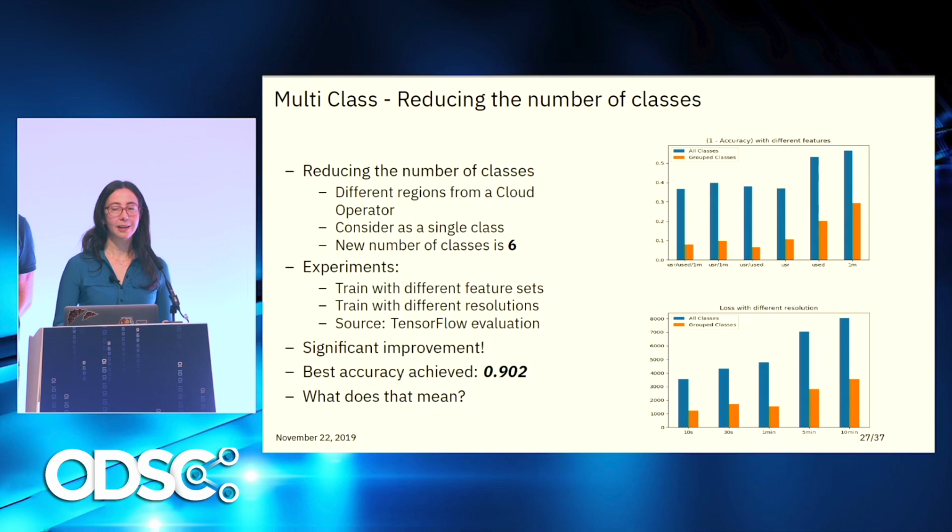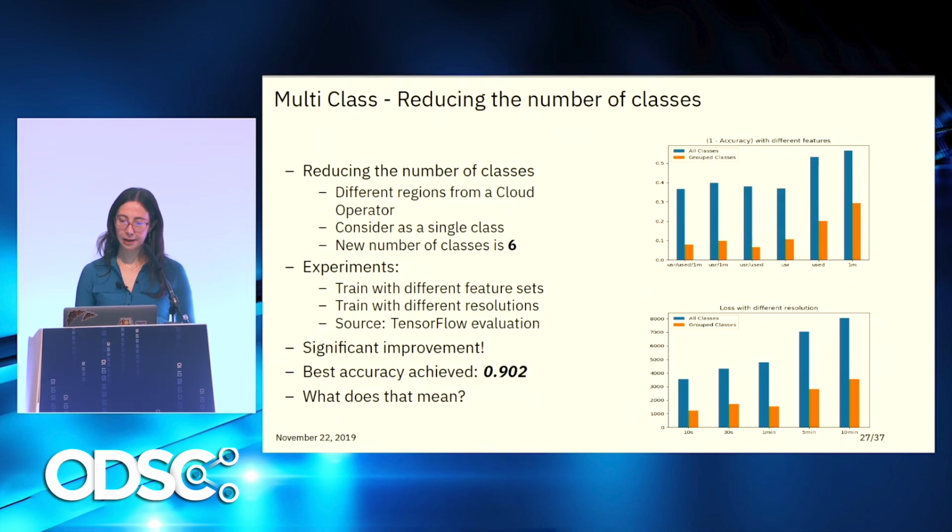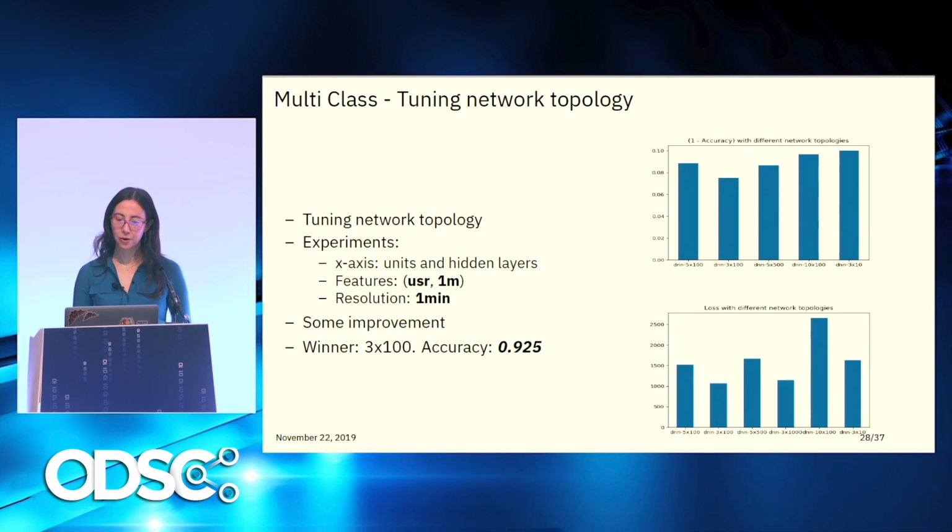So we went back to the data and analyzed it and found that some cloud providers had several regions. So we decided to group those classes and consider them a single class. In this way, we had a new number of classes of 6 from 10, which was the initial number. And we ran again the same set of experiments with different feature sets and with different resolutions, and got a very good accuracy. So this was the trick making us move forward in the training of our model. We wanted to evaluate if it was possible to improve this number, and tried again with different network topologies, and found that by decreasing the complexity of the network from 5 hidden layers to 3, the accuracy was getting better.